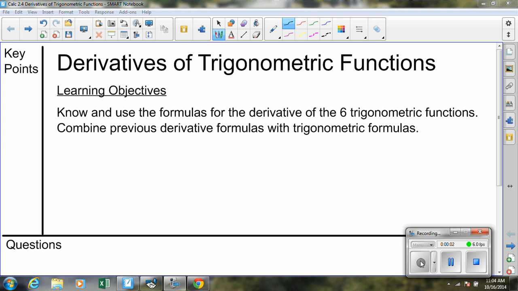In this video, we will discuss the derivatives of trigonometric functions. Our learning objectives are fairly straightforward. Number one, know how to use the formulas for the derivative of our 6 different trigonometric functions. And then we'll want to combine previous derivative formulas with trig formulas as well.